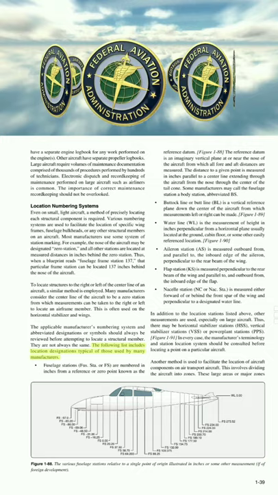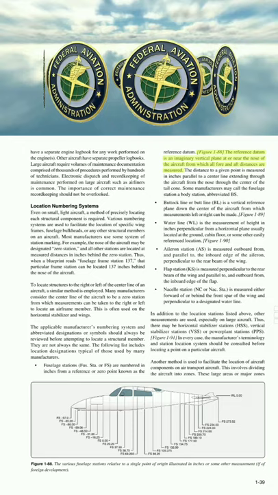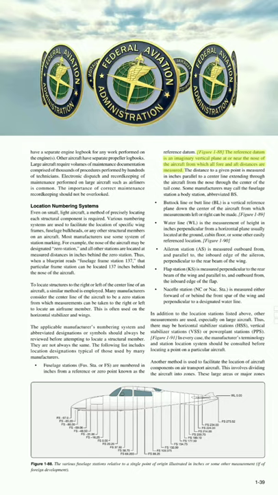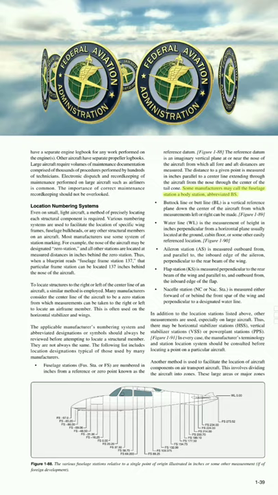Fuselage stations FUS, STA, or FS are numbered in inches from a reference or zero point known as the reference datum. The reference datum is an imaginary vertical plane at or near the nose of the aircraft from which all fore and aft distances are measured. The distance to a given point is measured in inches parallel to a center line extending through the aircraft from the nose through the center of the tail cone. Some manufacturers may call the fuselage station a body station, abbreviated BS.